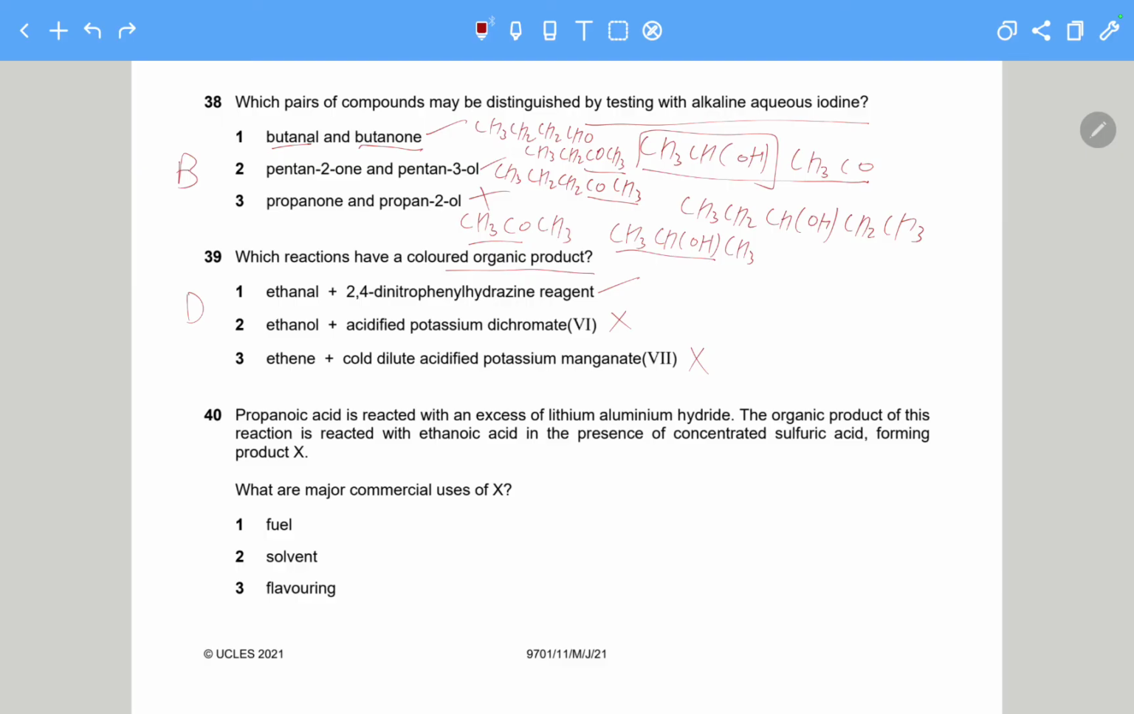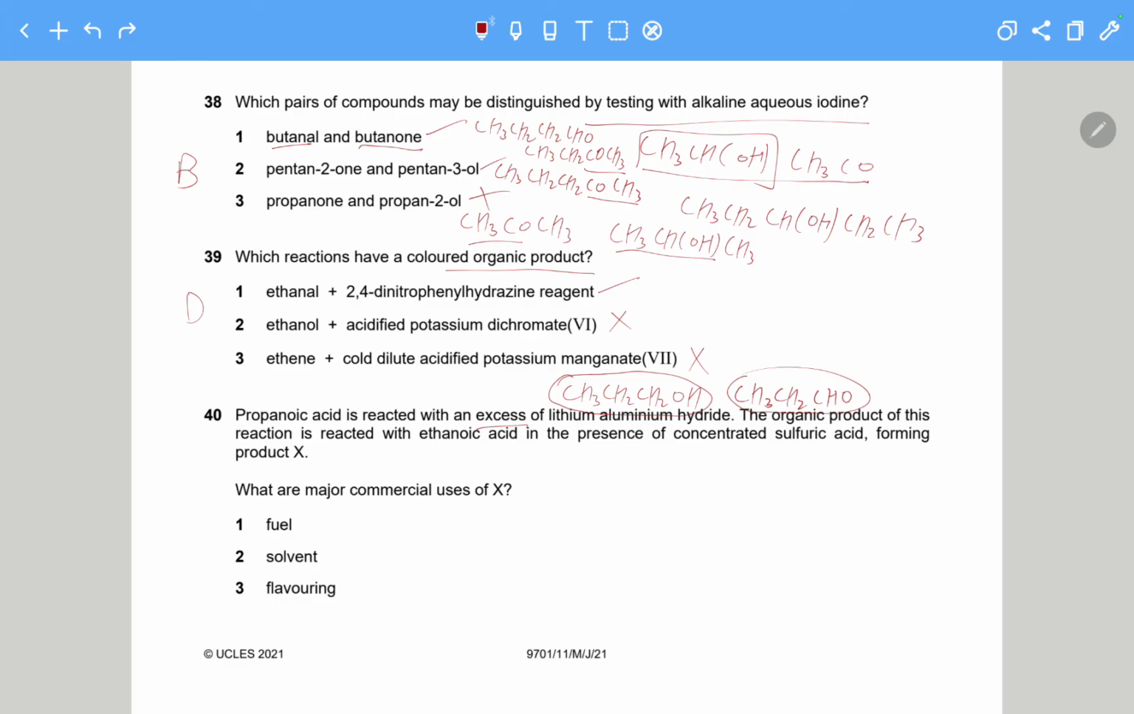Propanoic acid is reacted with an excess of lithium aluminium hydride. The organic product of this reaction is reacted with ethanoic acid in the presence of concentrated sulfuric acid, forming product X. So decode the question first, and then we move on to what the options are. When propanoic acid reacts with LiAlH4, we know that it will be a reduction reaction, and we'll get propanol, CH3CH2CH2OH, or the aldehyde propanal, CH3CH2CHO. But because we are using an excess of lithium aluminium hydride, it will reduce any aldehyde as well. So I think the major product will be the alcohol, propanol.